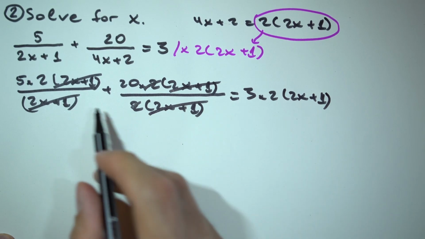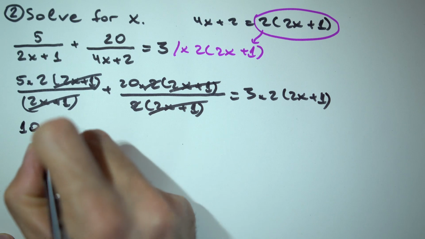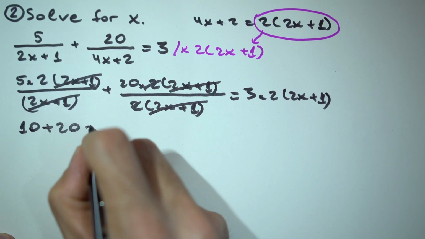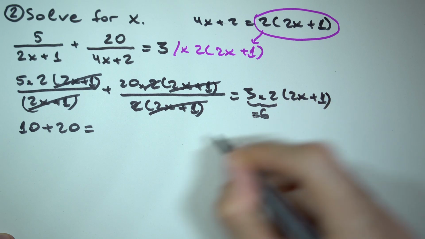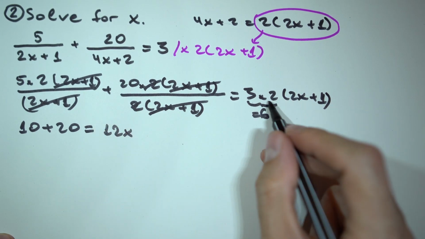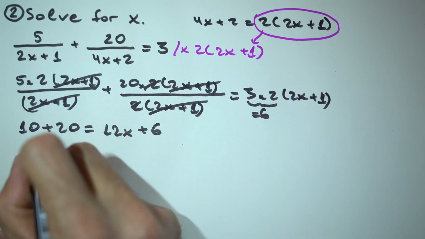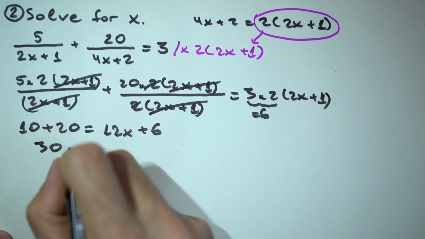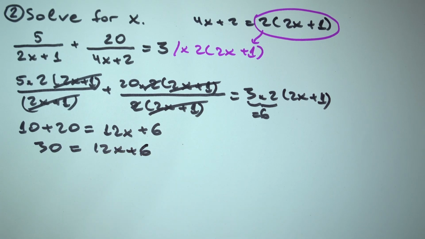And now we have to simplify. 5 times 2 is 10, plus 20 remains. And this equals, we have 3 times 2 is 6. Now we have 6 times 2x is 12x, and 6 times 1 is plus 6. Or 30 equals 12x plus 6.